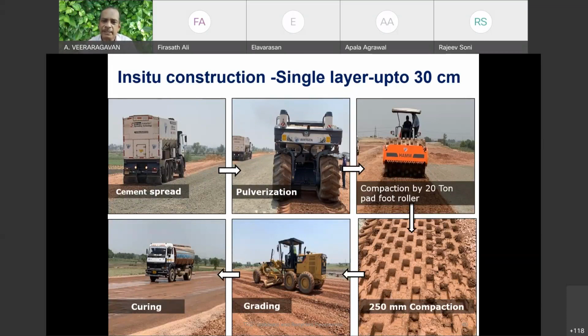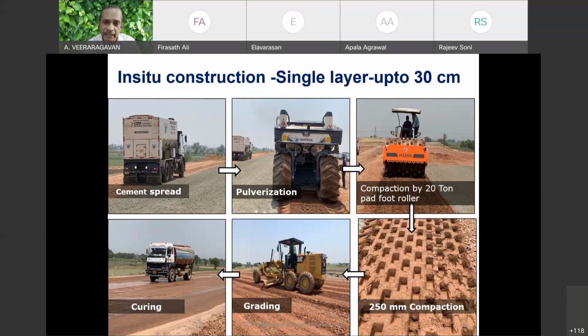We should compact the material. The type of pad foot roller has to be chosen. What is the benefit of a pad foot roller with respect to a conventional roller? The student should know how to grade it, what is the function of a grader, how to compact, how to cure, what is the importance of curing. All these the students should know. So when you teach construction, all these concepts should be known.